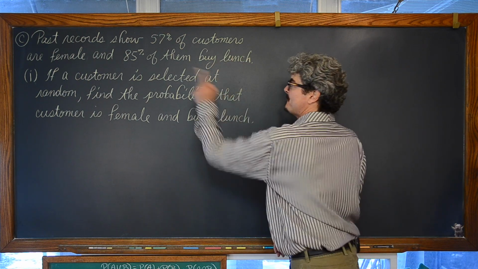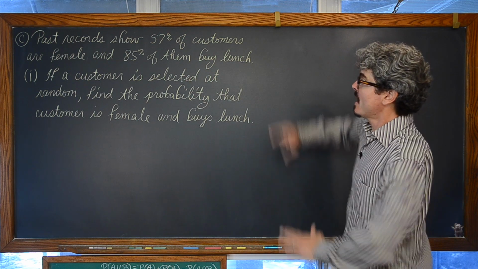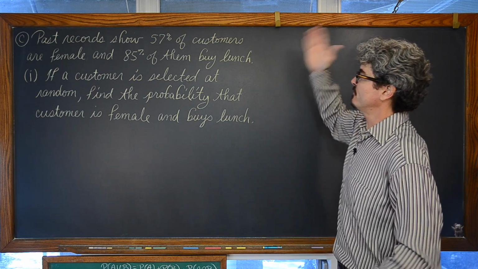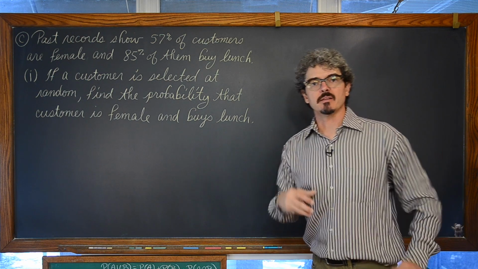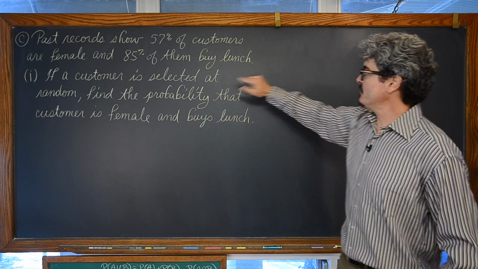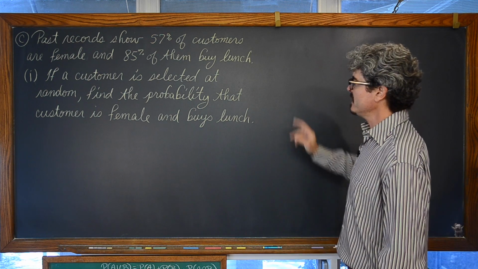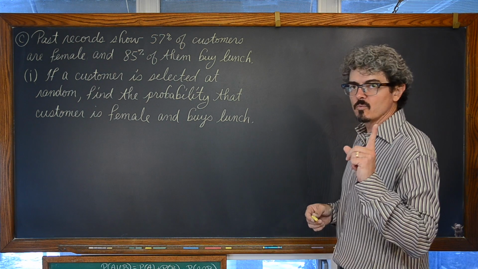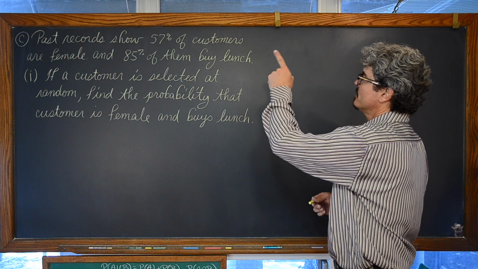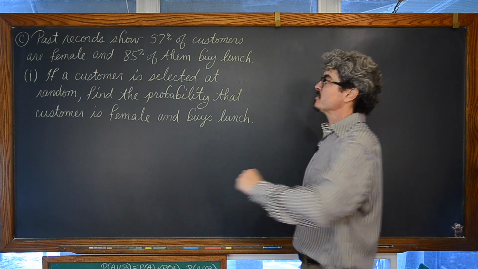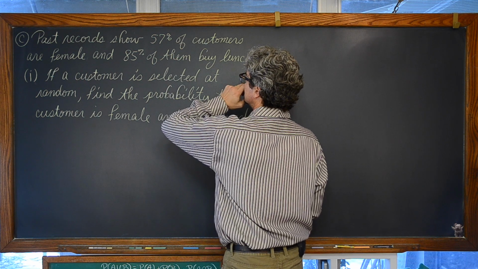Alrighty then. Part C, last two questions. Past records show that 57% of the customers at this restaurant are female and 85% of them buy lunch. We're bringing in a new variable. Now we're talking about gender. If a customer is selected at random, find the probability that a customer is female and buys lunch. Reread this again. Past records show that 57% of customers are female and 85% of them buy lunch.